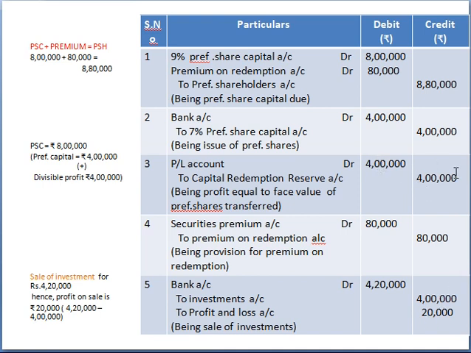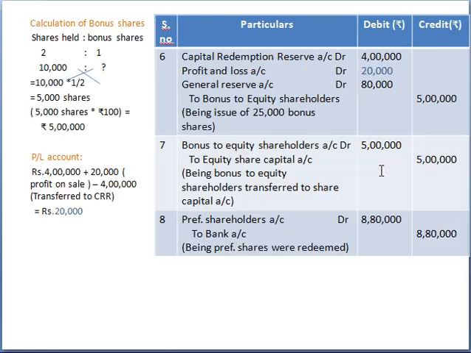4 lakhs amount is transferred to CRR, which means the profit and loss account balance will get reduced. That's why I have subtracted it. So 4 lakhs is the balance given in the balance sheet, plus 20,000, that is the profit on sale, so that increases the balance of the profit and loss account. And next is the amount transferred to CRR. When the company transfers the fund from profit and loss account to CRR, the balance will get reduced, that's why minus 4 lakhs. So the amount available in profit and loss account is just 20,000 rupees. So this 20,000 will be used for the issue of bonus shares.